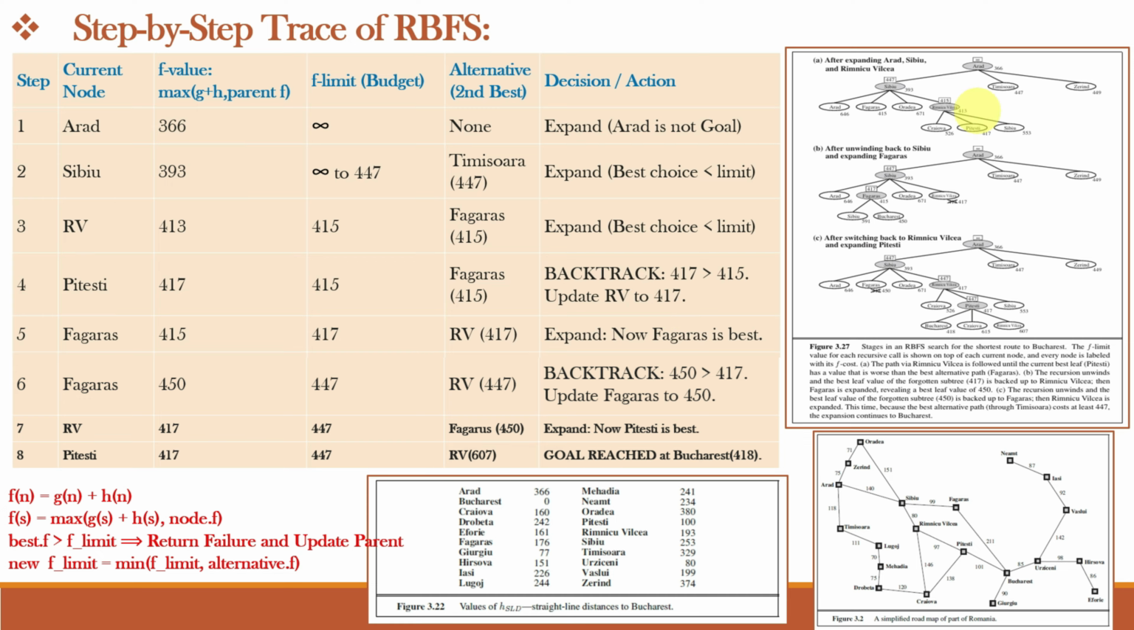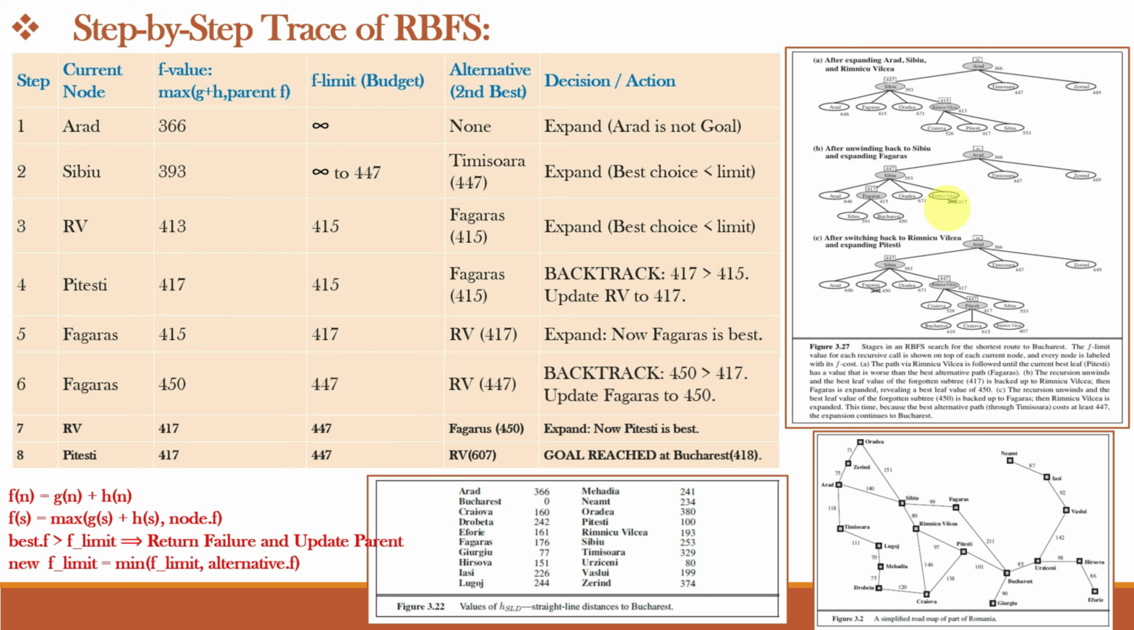So this f value of 413 of Rymnicu Vilcia is updated to 417. So we will cross this 413 and write here 417. So whenever it returns failure, the best of f, that is 417, is assigned to the best node here, that is Rimnicu Vilcia. That is, we cross 413 and we write 417. Once we do this assignment, we forget this particular subtree. So we forget this particular subtree to save the memory, to save the RAM, but we keep a note of this 417 and we call this our backed up value.